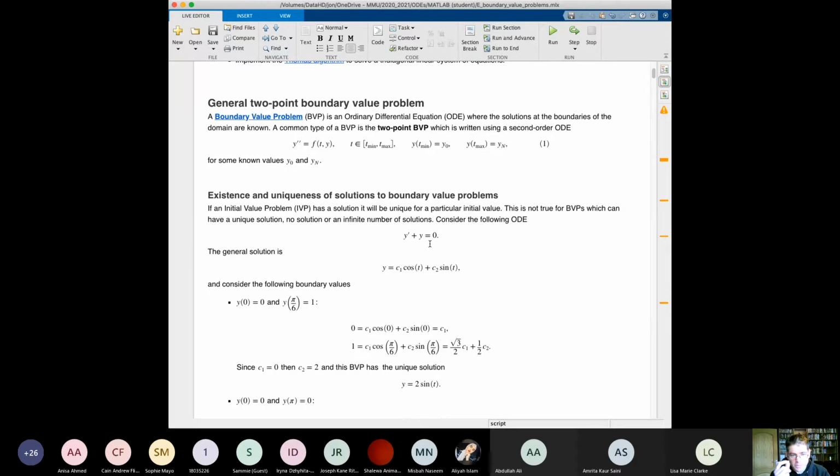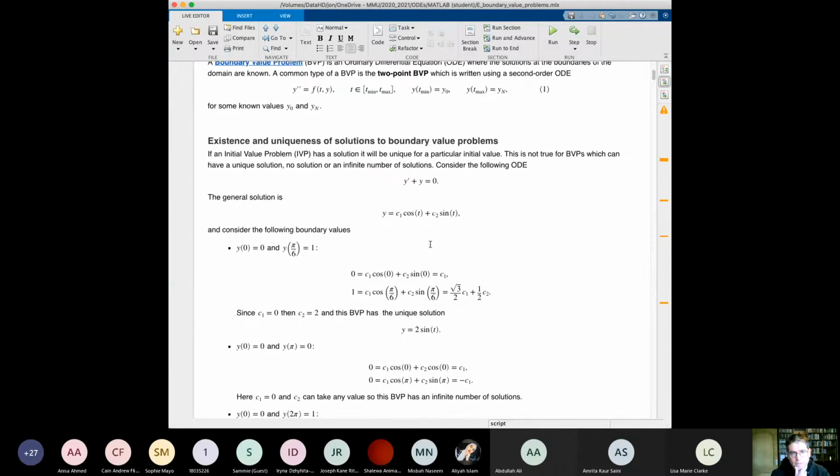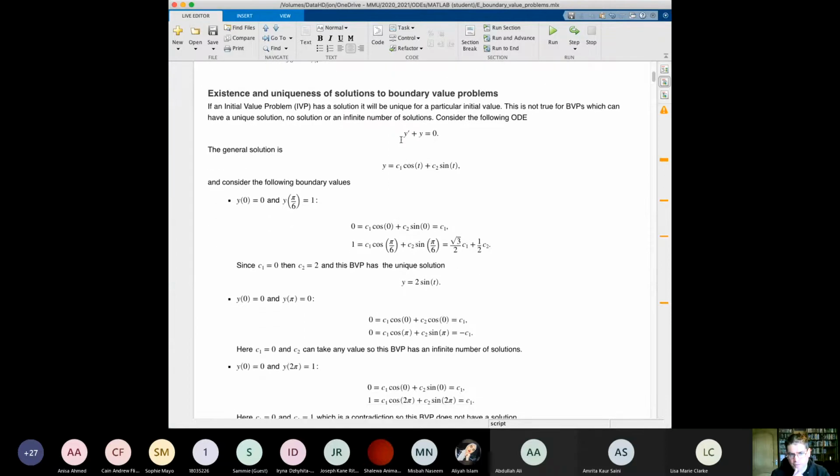Now, with boundary value problems, you could have a problem which has been specified, and it might have a unique solution, just one solution, or it might have infinitely many solutions, or no solutions at all. So this is something we have to consider. For example, we've got a simple ODE, y dash plus y equals 0, and we can determine the solution quite easily by integration. We have some constant c1 times the cosine of t, plus another constant c2 times the sine of t.